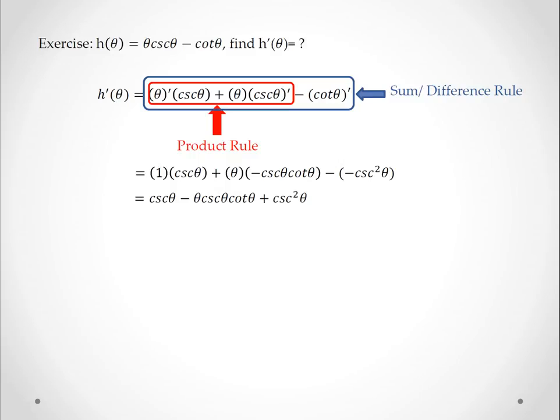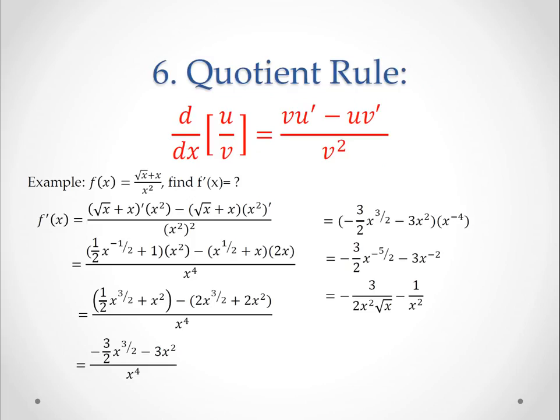And then we consider cotangent theta. The derivative of cotangent theta is equal to minus cosecant squared theta. So the final result will be cosecant theta minus theta times cosecant theta times cotangent theta plus cosecant squared theta.